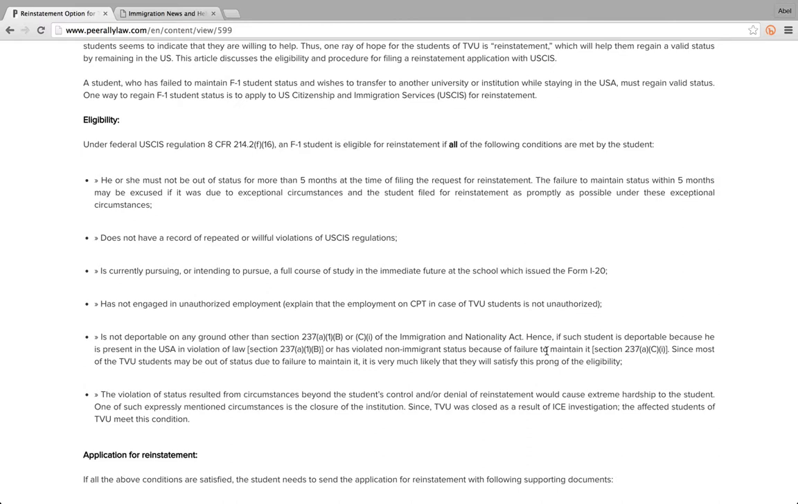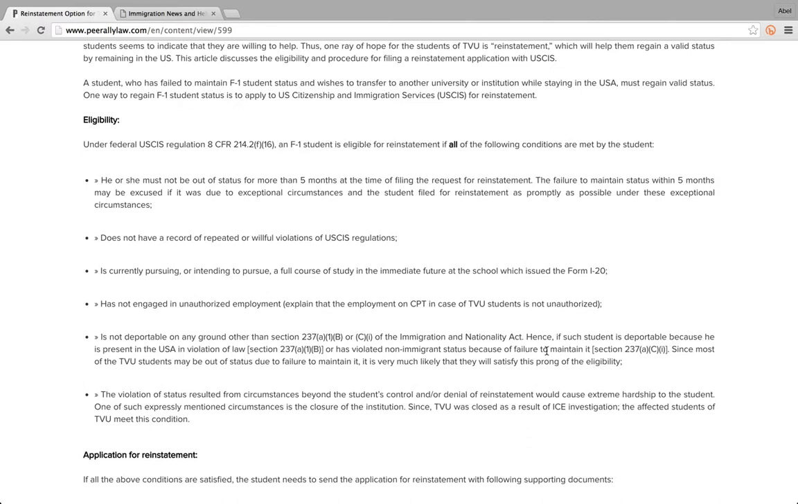The problem is, if you file the reinstatement, it doesn't give you anything while it's pending. You will be accruing more unlawful presence, and that's not going to be helpful. If you pass 180 days, you might not be able to return when it's time to reset from outside, and you will have to get a waiver to come back.